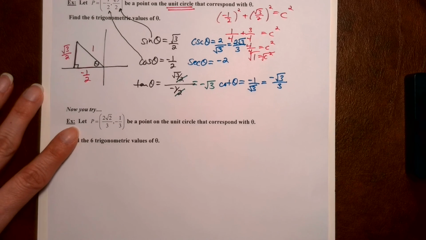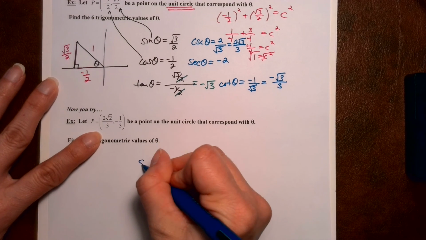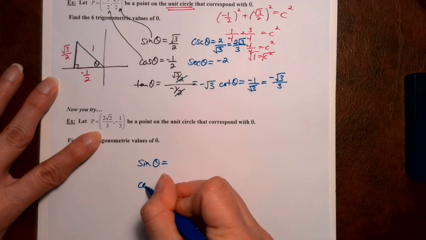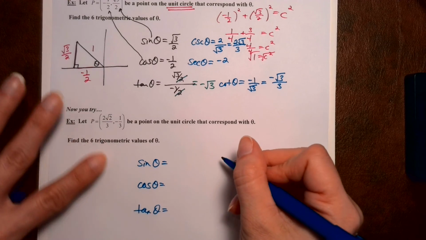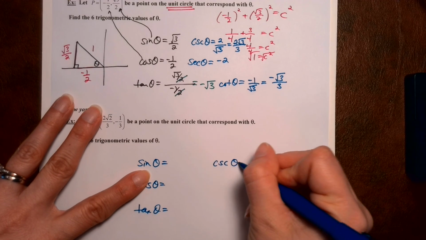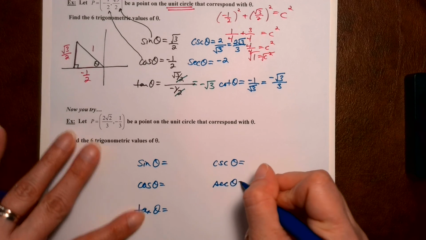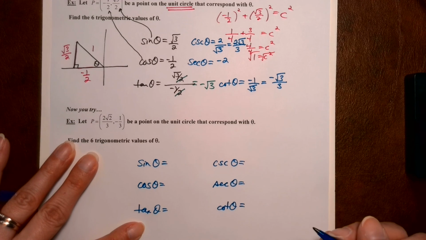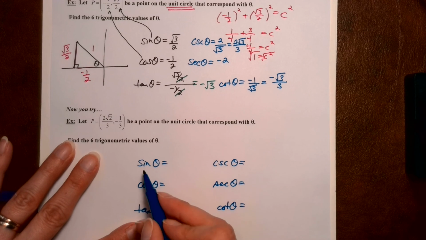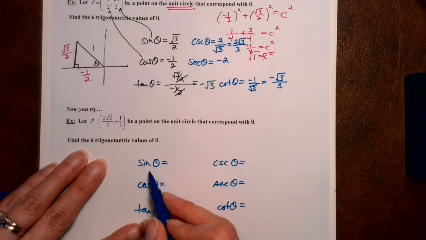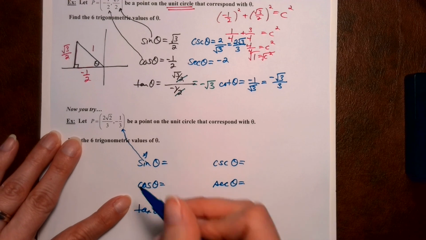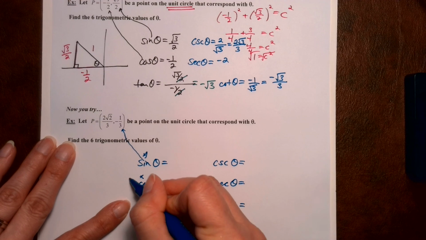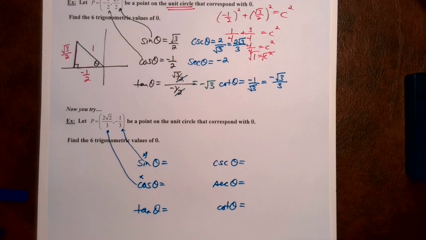Now you try. I'll get you set up here. You have to do sine of theta, cosine theta, tangent of theta, and then the reciprocals: cosecant of theta, secant of theta, cotangent of theta. Now remember, when I say sine, you think y value. You just have to tell me that. Cosine is the x, so just tell me that. I want you to fill in these 6, so when I see you tomorrow, I can see that you tried.